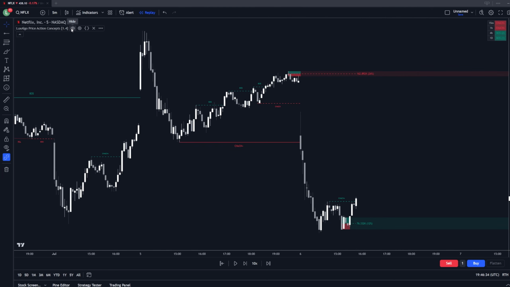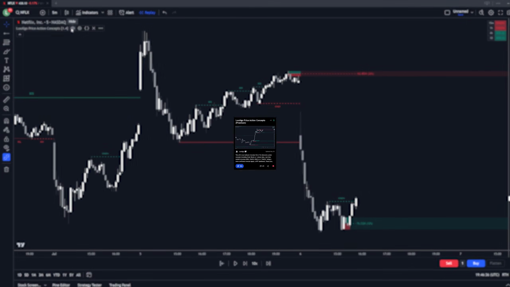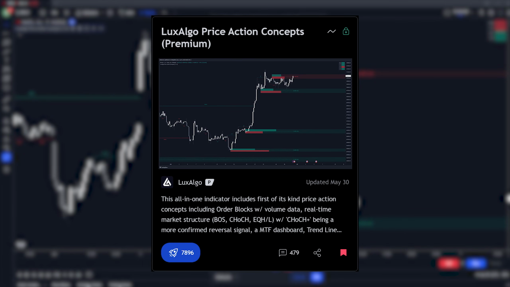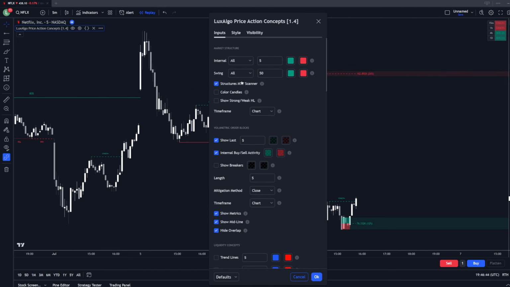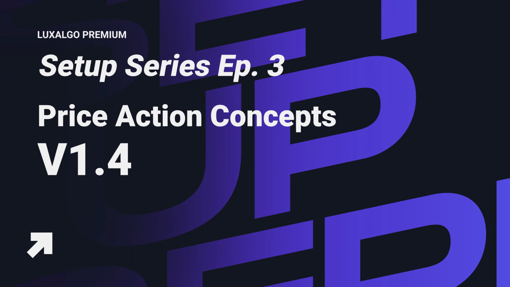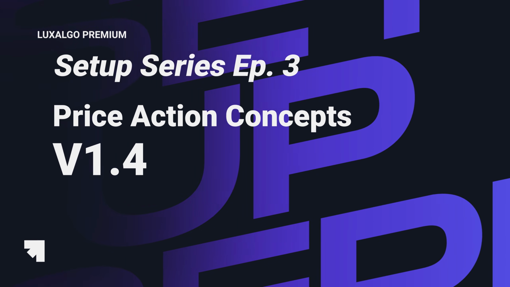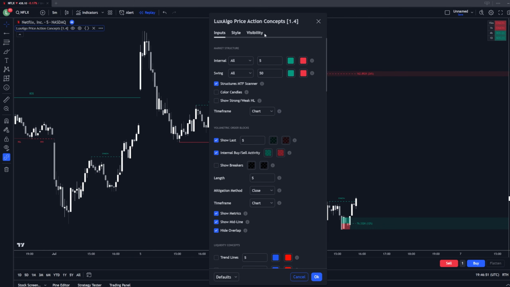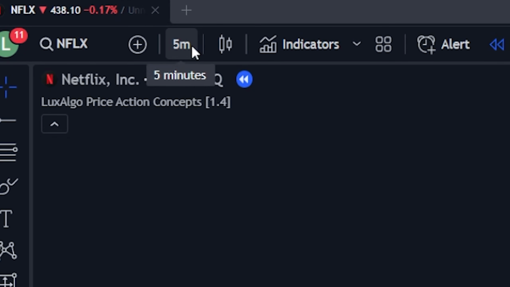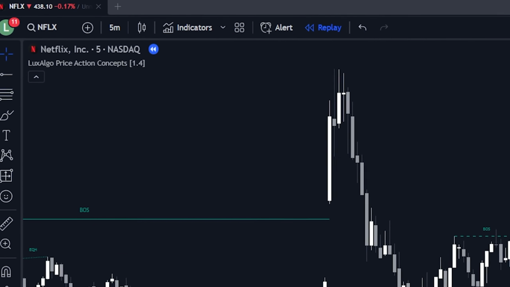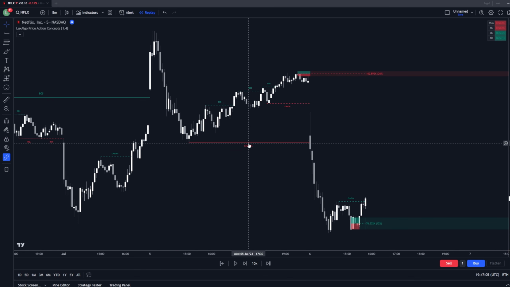What up guys? In this video, we are covering the LuxAlgo Price Action Concepts version 1.4 to give us a setup as a part of our LuxAlgo setup series episode 3. Okay, so we are taking various components, specifically a part of the LuxAlgo Price Action Concepts indicator, to give us an entire setup to trade with. And here we are on the 5-minute time frame. So let's dive into the settings and explain each different feature that we're going to be using in this video.